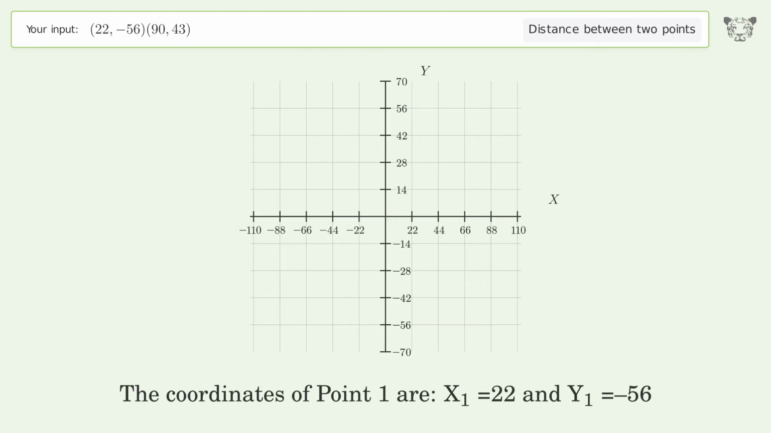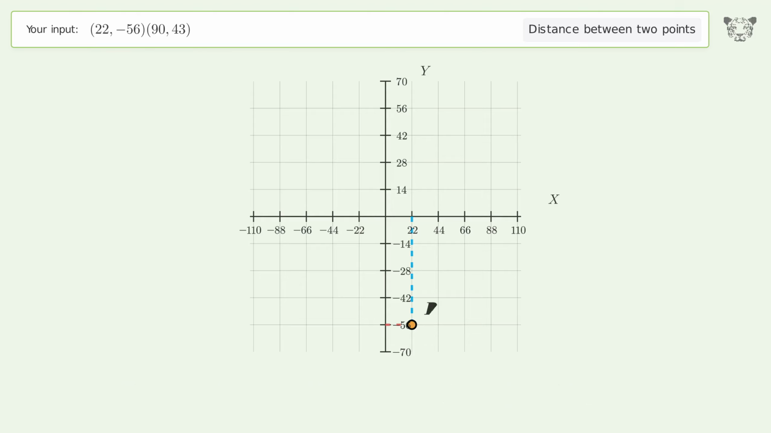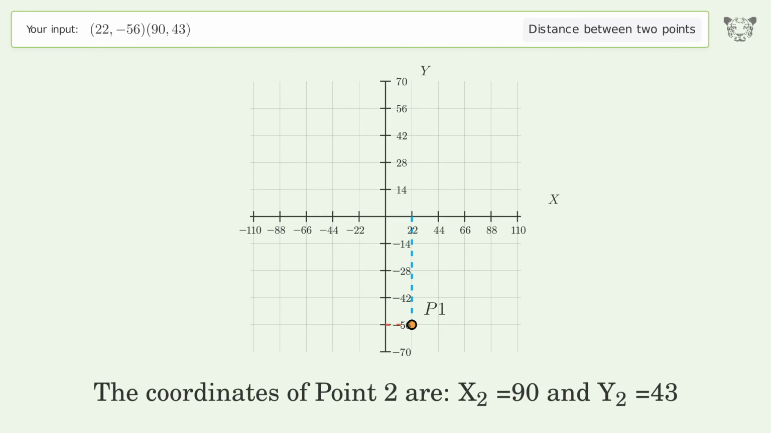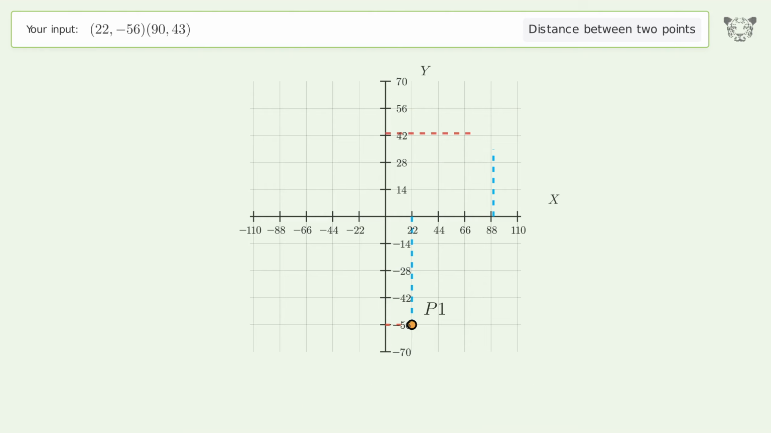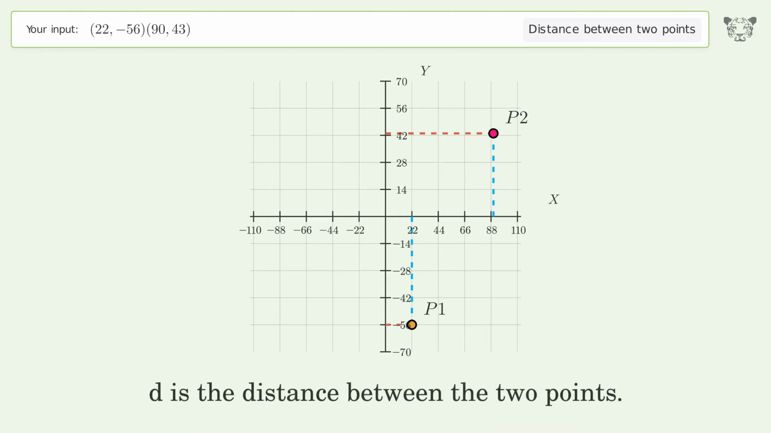The coordinates of point 1 are x1 equals 22 and y1 equals negative 56. The coordinates of point 2 are x2 equals 90 and y2 equals 43. D is the distance between the 2 points.